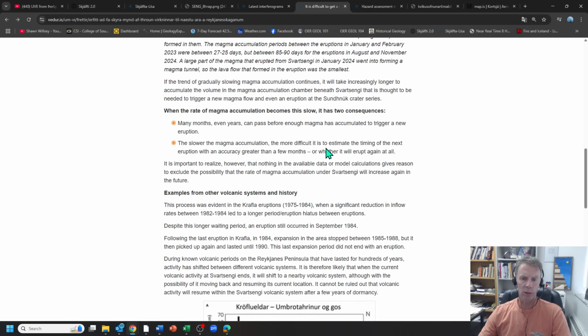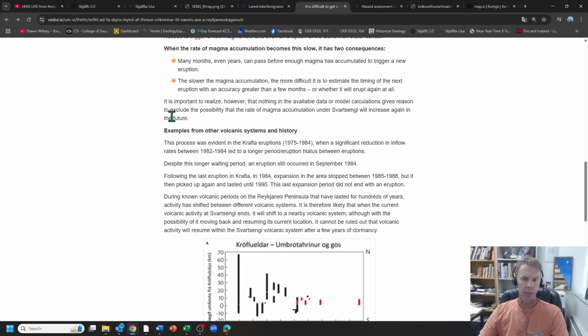The slower the magma accumulation, the more difficult it is to estimate the timing of the next eruption with an accuracy greater than a few months, or whether it will erupt again at all. So the big problem is, as we have more time and the magma accumulation is slower, it's getting harder to predict because that upward trend is so slow and not as steep. When forecasting that window when we might see an eruption, it gets trickier. There's nothing in the data to exclude the possibility that the rate of magma accumulation under Svartsengi will increase again in the future. So we're not expecting things to tick up, at least based on the data we have right now. That could happen long term, but nothing probably in the short term.